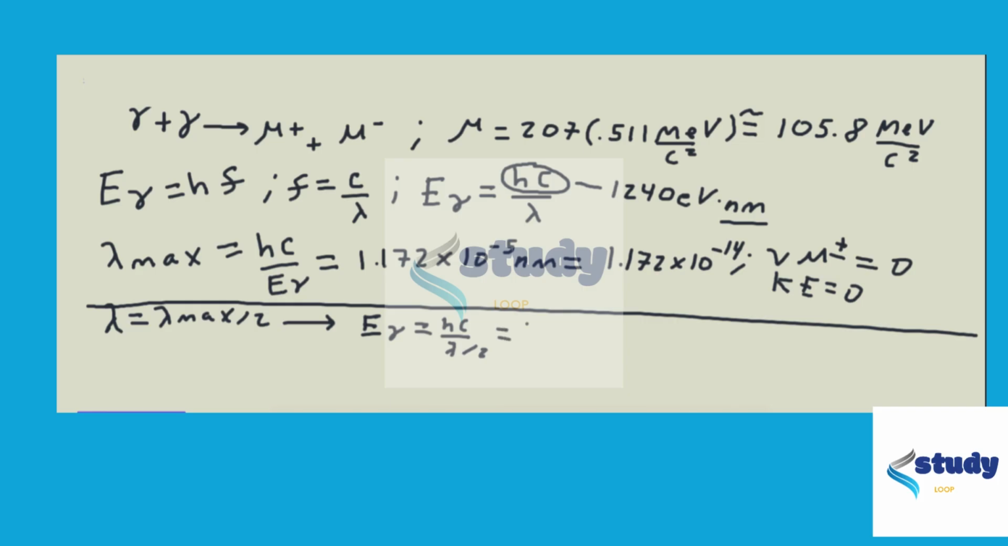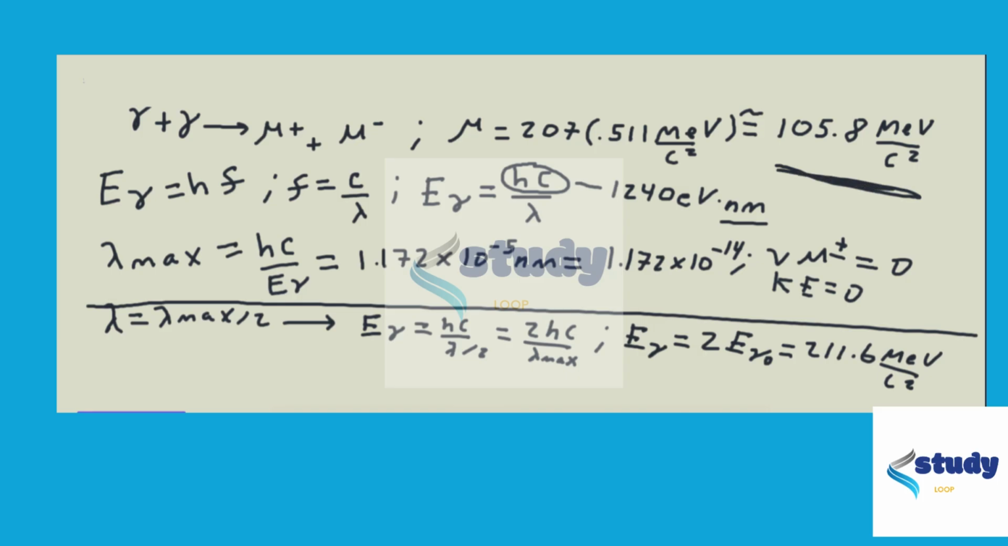I get that it's equal to 2 times hc divided by lambda max, which means that for this reaction, my gamma energy is equal to twice, let's put this as E gamma naught, the original energy. So that energy then is equal to 211.6 MeV per c squared. Or as we can see, it's just twice as much as the original one.